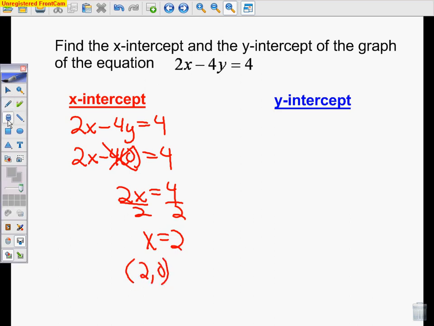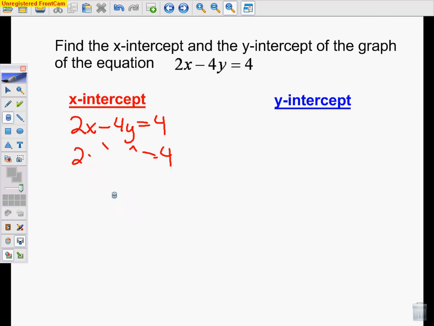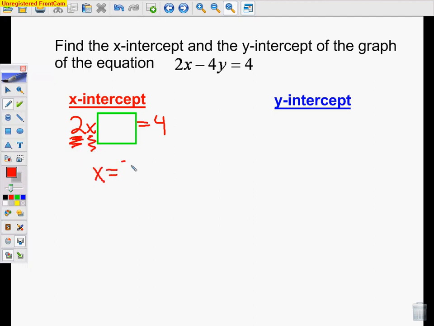Or you can use the method that I told you called the cover-up method. With the cover-up method, when you're trying to find the x-intercept, you cover up the y value and anything that's attached to that y through multiplication. So now we can just say, what number can I multiply 2 by to get 4? Well, 2 times 2 gives you 4. So we know that x is 2. Therefore, this has an ordered pair of 2, 0 for the x-intercept.